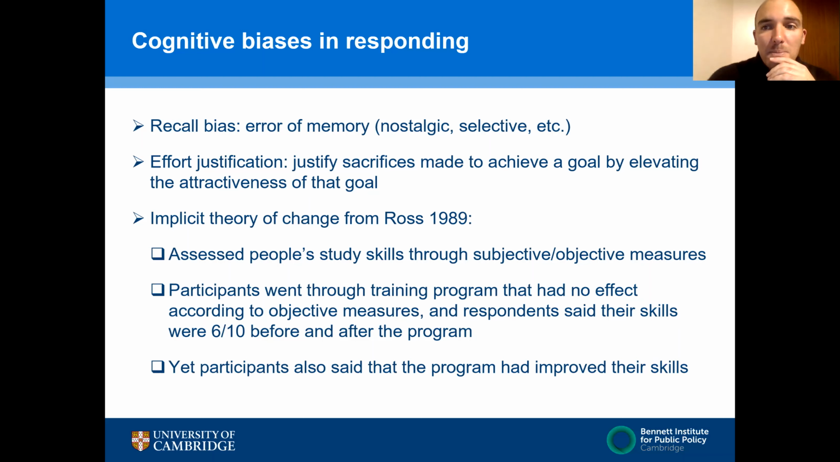So not only did people say that they had the same study skills as they had in the past, 6 out of 10, 6 out of 10, but also the objective measures suggested that their study skills were identical. And yet, when he asked the participants whether they thought the program had improved their study skills, they said yes. Now, this might be a social desirability bias, but it also might just be this effort, this implicit theory of change. Well, I've gone through a study skills training session, so I must have learnt something. My study skills must be better.